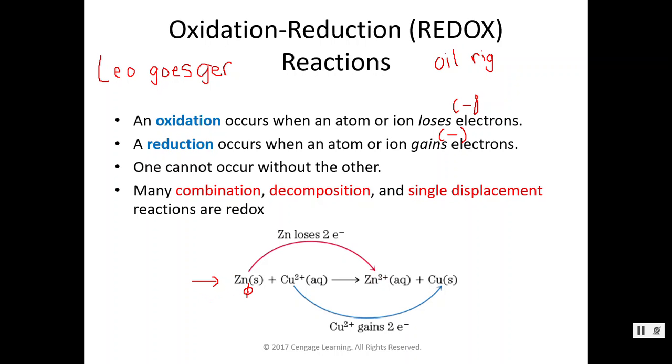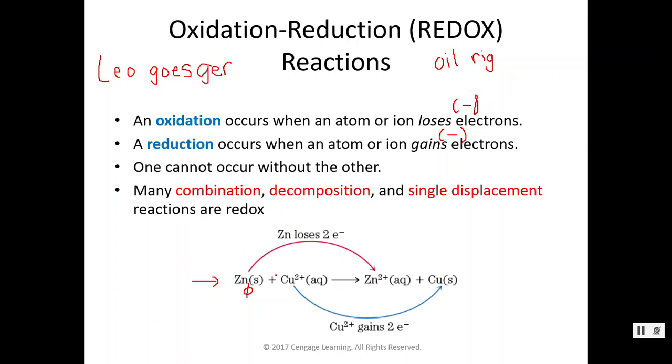So for zinc to go from a 0 charge to something that is more positive, a +2, while it's still being zinc, while it's still not changing the number of protons, the only way for that to happen is for zinc to lose 2 electrons. And since zinc has lost 2 electrons and oxidation is loss, we say zinc in this reaction is oxidized.